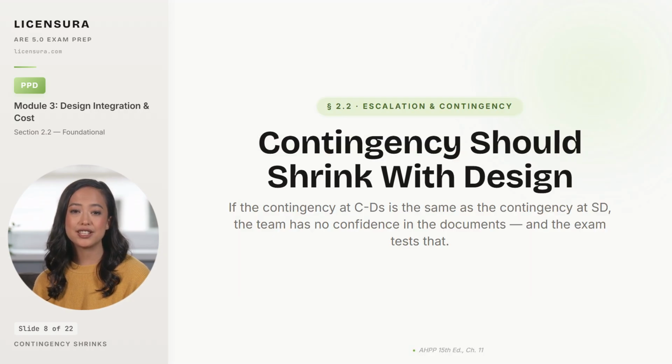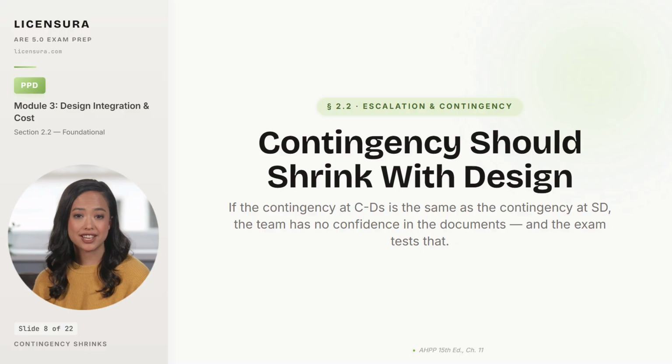Here is the contingency principle that catches most architects on the exam and in practice. Contingency must decrease as design progresses because the unknowns are supposed to be getting smaller. You start at schematic design with a 15% design contingency because so much is undefined. By design development, it should drop to 10%. By construction documents, it should drop to 5 or 7%.